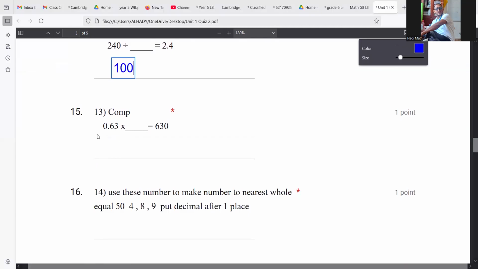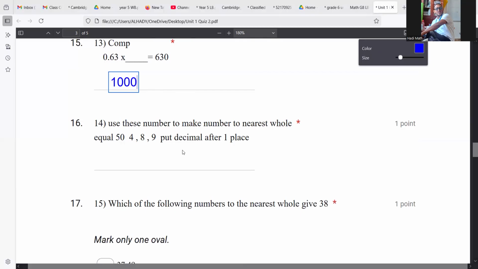Go to question number 13. You have 0.63 becoming 630. If you look at 0.63, this decimal point moved from here. How many places did it move? 1, 2, and there's a 0 point, so it moved 3 places. So this number should be 1000, because when you multiply by 1000, the decimal point goes 3 places to the right. You count them 1, 2, and the decimal point disappears because we add 0. That means 1000, and we don't need to write it like 0.0.